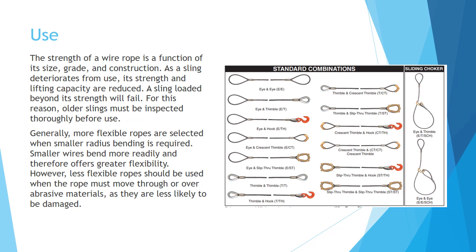Generally, more flexible ropes are selected when smaller radius bending is required. Smaller wires bend more readily and therefore offer more flexibility. However, less flexible ropes should be used when the rope must move through or over abrasive materials, as they are less likely to be damaged.